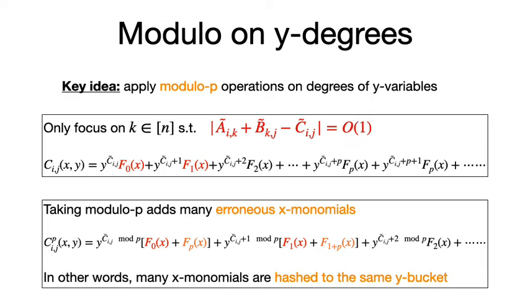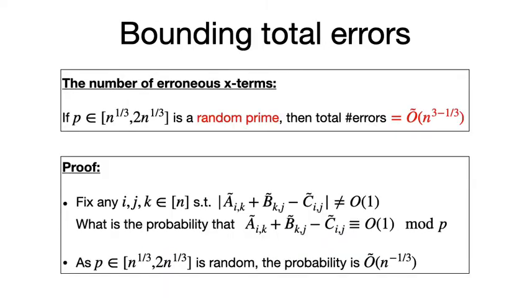Namely, we will identify all the erroneous terms and subtract these extra yellow polynomials. The reason why error subtraction can be done fast is that the total number of error terms is small when the prime p is uniformly random. Quantitatively, we show that when p is of order n to the 1/3, the total number of error terms is n to the 3 minus 1/3.